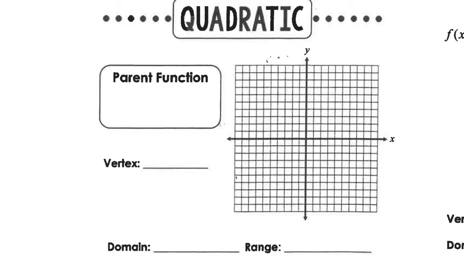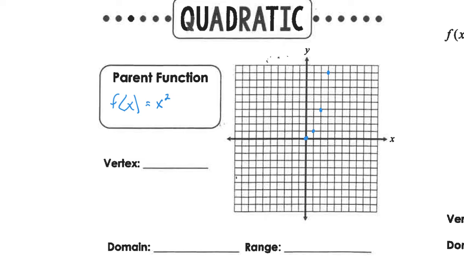Next up, we have the quadratic. So you've seen these before, but f of x equals x squared is the parent function. So if I plug in 0, 0 squared is 0, 1 squared is 1, 2 squared is going to be 4, and 3 squared is going to be 9. If I continue, 4 squared would be 16. Remember, when you square something, you multiply by itself.